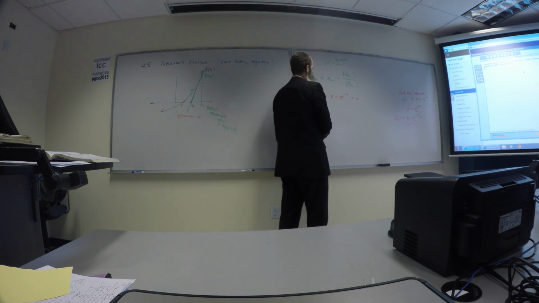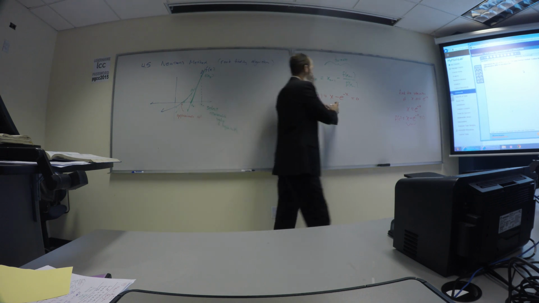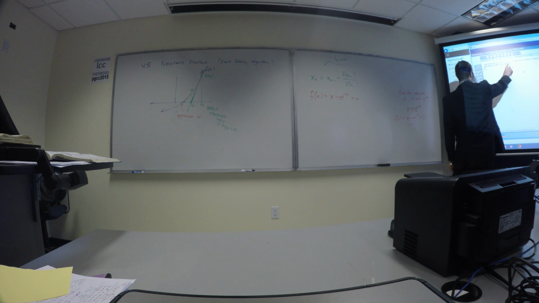So you said the x minus e to the negative x. That's the function we're starting with. Okay. They're saying find where it equals 0. It says a 0, so there's only 1.